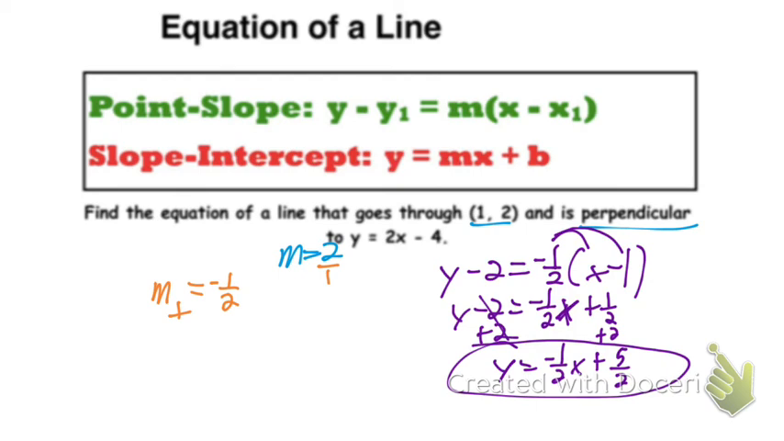Now, if these lines were parallel, would I have used a different slope or the same slope? Same slope. Parallel lines have the same slope.